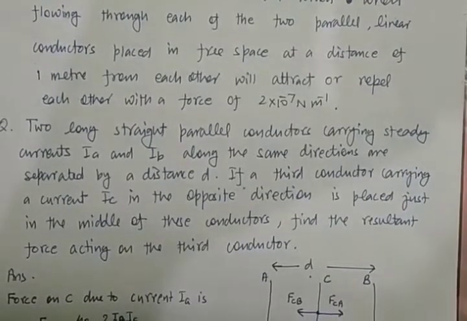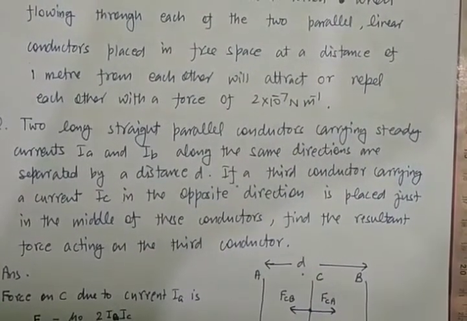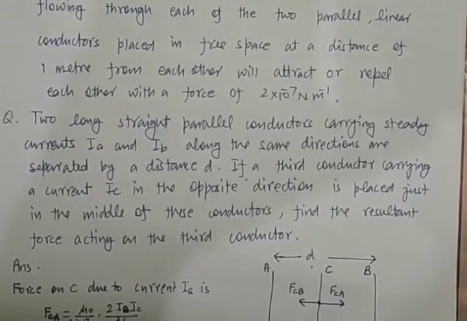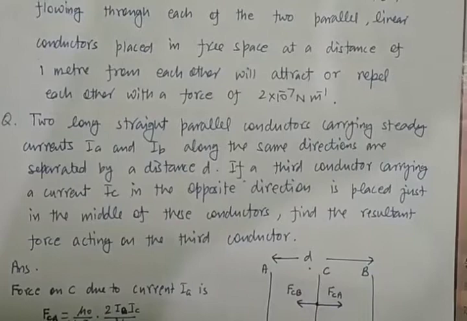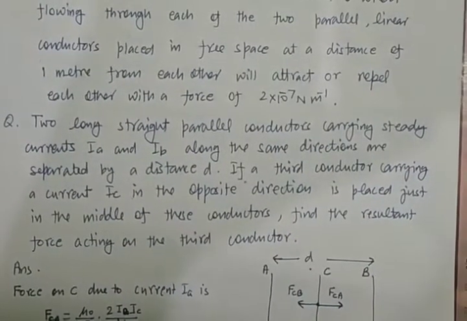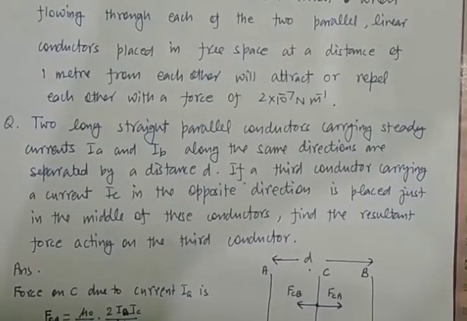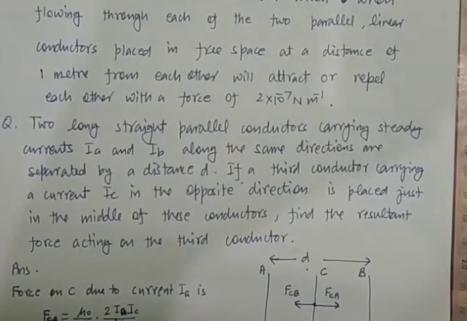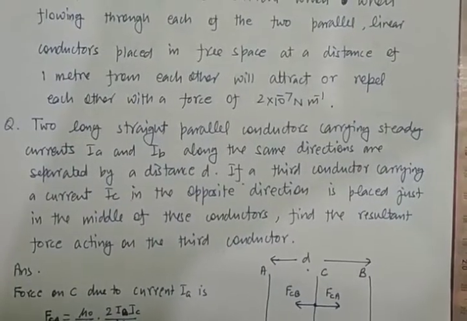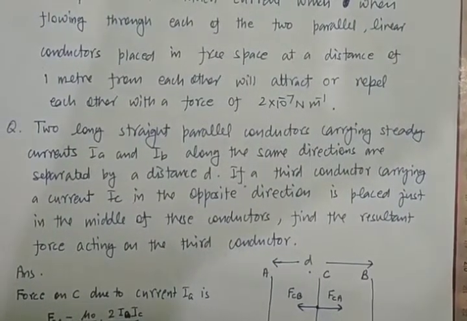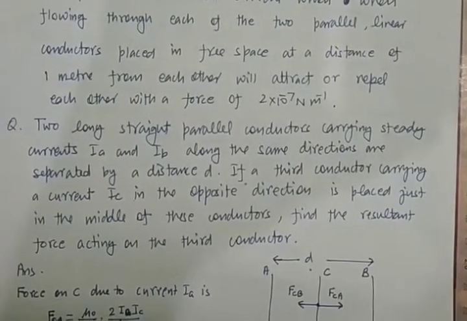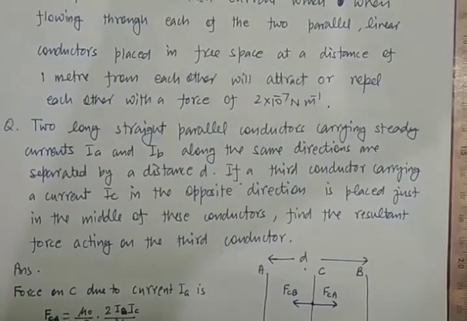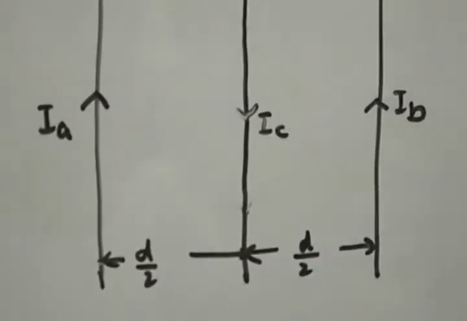Now we take one question. Two long straight parallel conductors carrying steady currents IA and IB along the same directions are separated by distance d. If a third conductor carrying a current IC in the opposite direction is placed just in the middle of these conductors, find the resultant force acting on the third conductor.